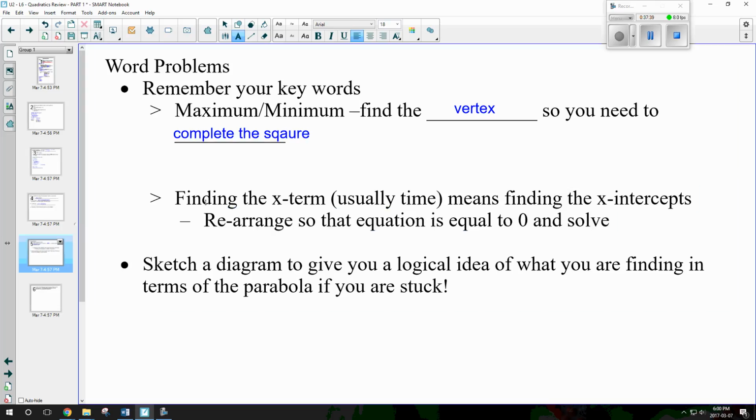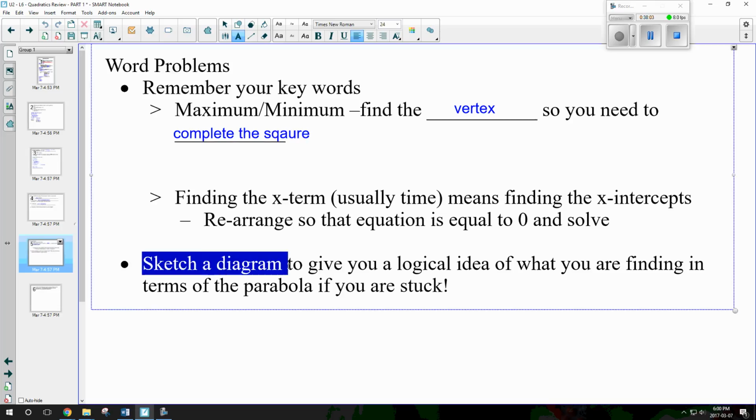If there's ever a case where we have to find the x term of an equation, usually it's asking us to find the time. And that means finding your x-intercepts, and that's just rearranging so that the equation is set equal to 0 and solving for your x values, just like we have seen before when we were factoring. One thing that really helps with word problems is sketching a diagram.